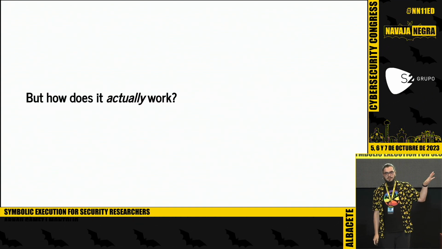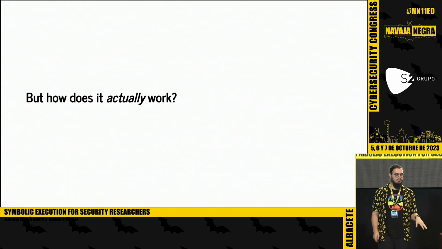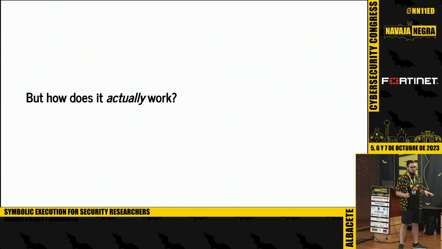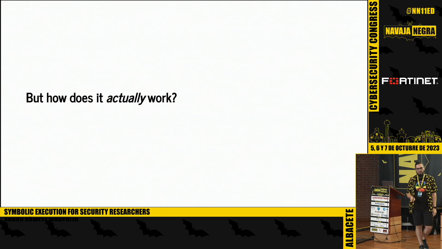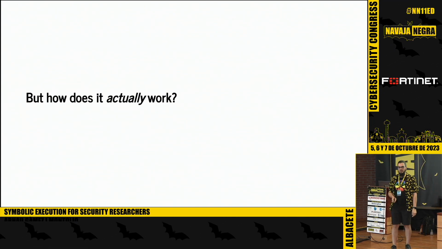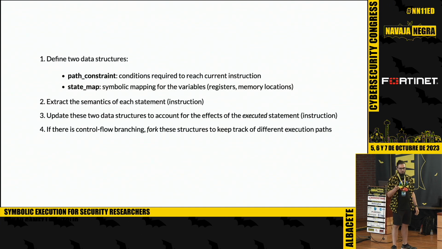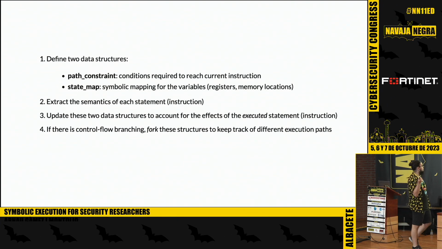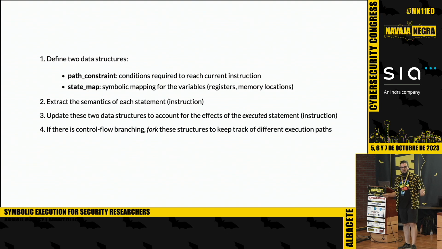Yeah, that is very nice, but how does it actually work in real life? I have a very practical example here on how you go around and build a symbolic execution engine from scratch. And the basic idea is super simple. You just need two data structures, a path constraint and a state map.